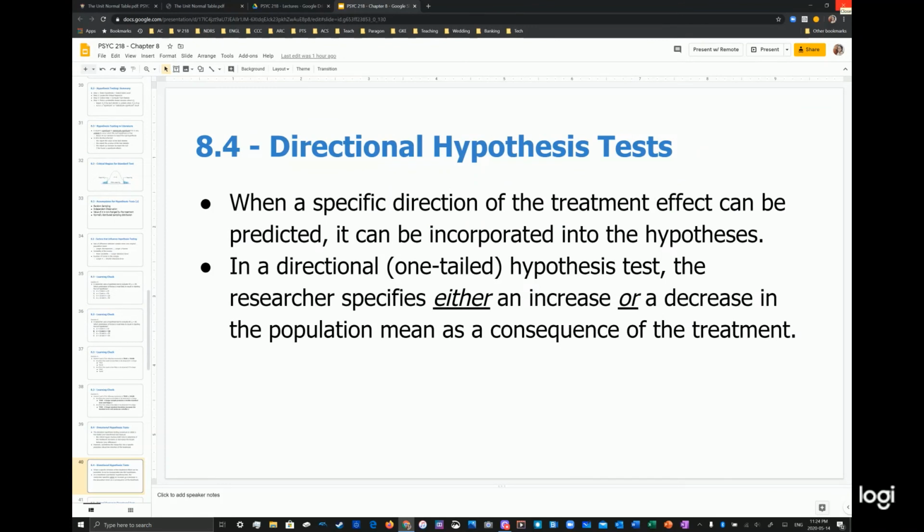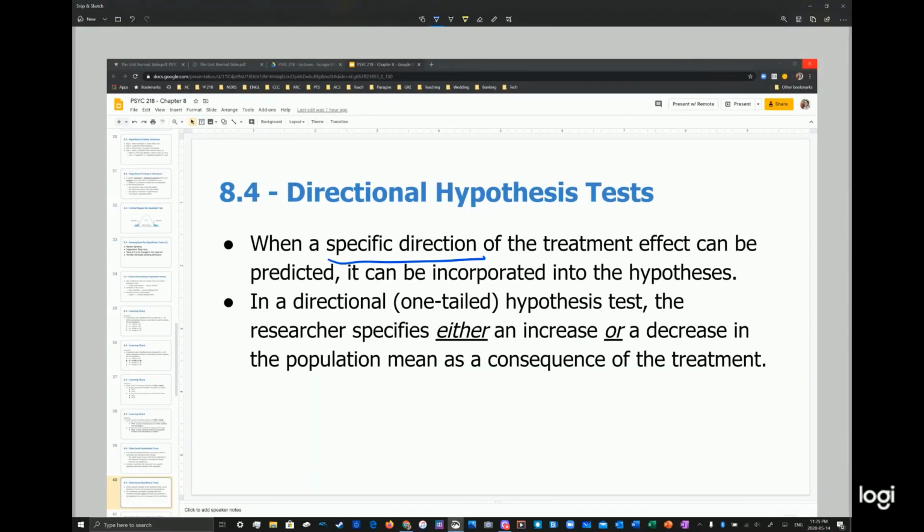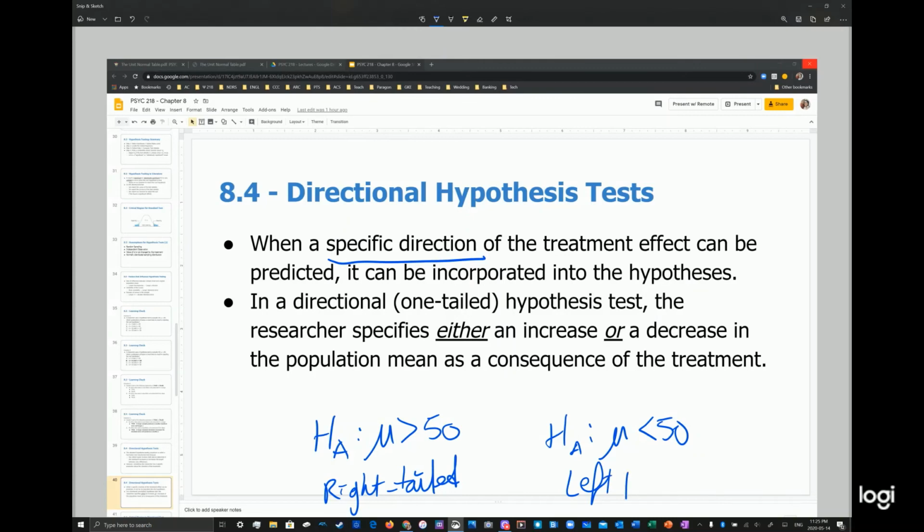So the next slide talks about this in point form. Your directional hypothesis test has a specific direction of treatment. Again, it could be a right tail test, or it could be a left tail test where you're looking for a decrease. So it's either or, by the way. You can't look for both increase or decrease. If you are, then you're just trying to look for a difference, and then you'll use a non-directional test.